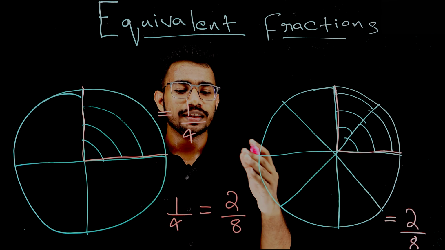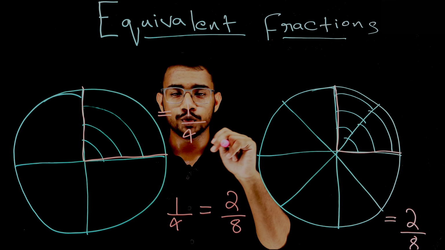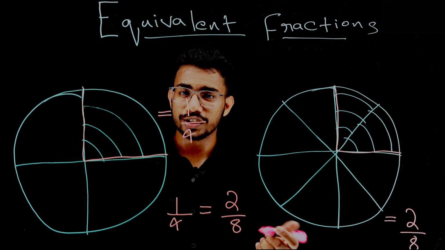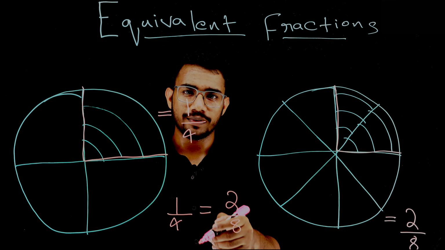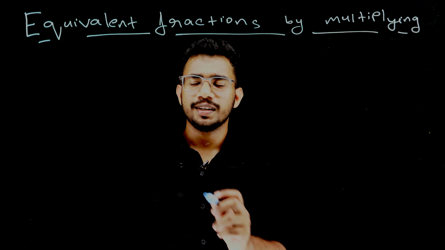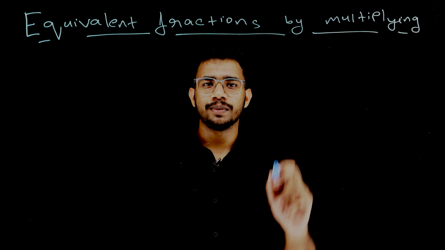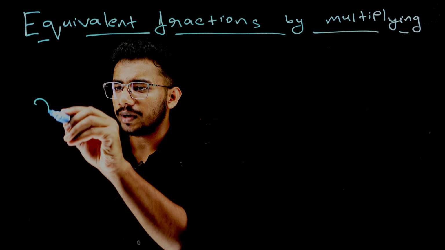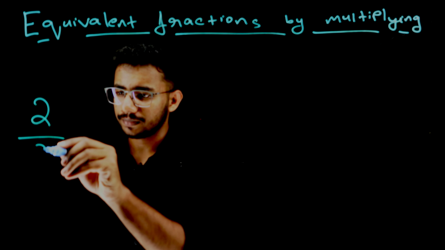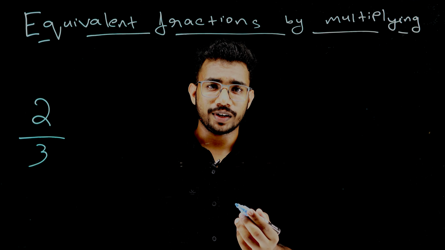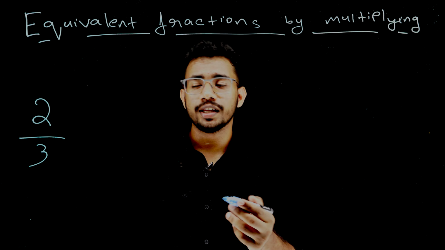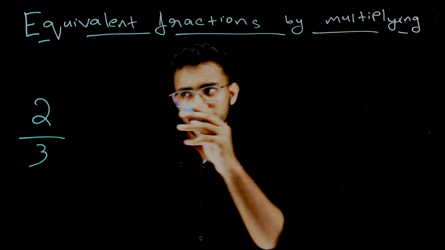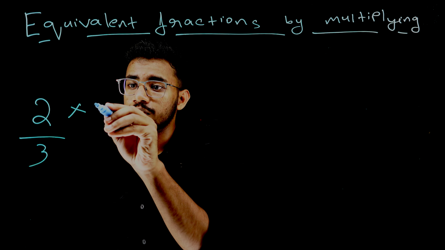Now to find out other equivalent fractions, there are mainly two ways. We can find the other equivalent fractions by multiplying or by dividing. That is what we're going to see now. Now finding the equivalent fractions by multiplying. For that, let's consider an example. Let's say I'm having the fraction 2 by 3. And to find out the equivalent fraction, we just have to multiply both the numerator and denominator with the same number. For this case, let's say I'm multiplying it with 2.